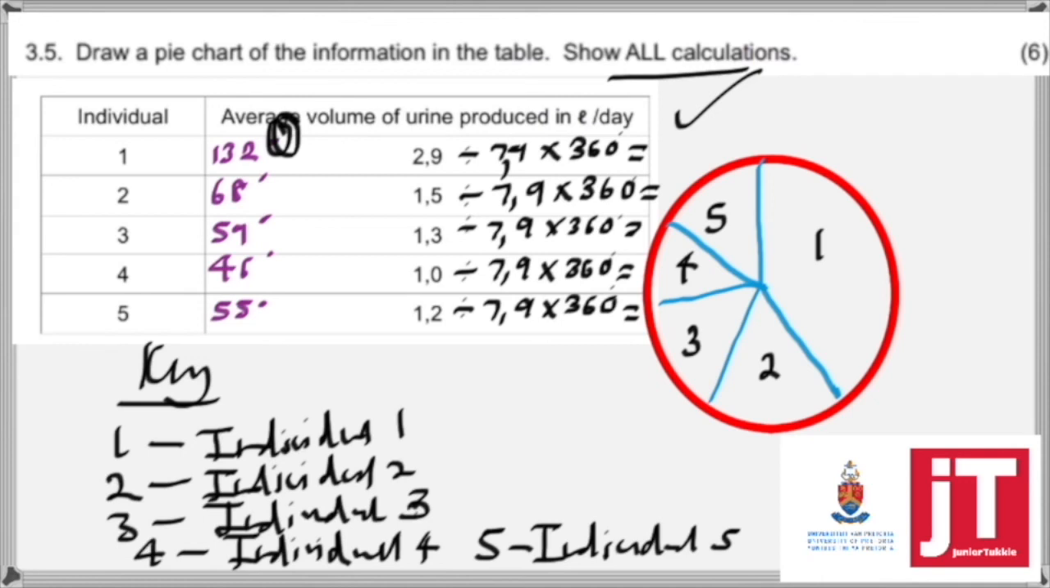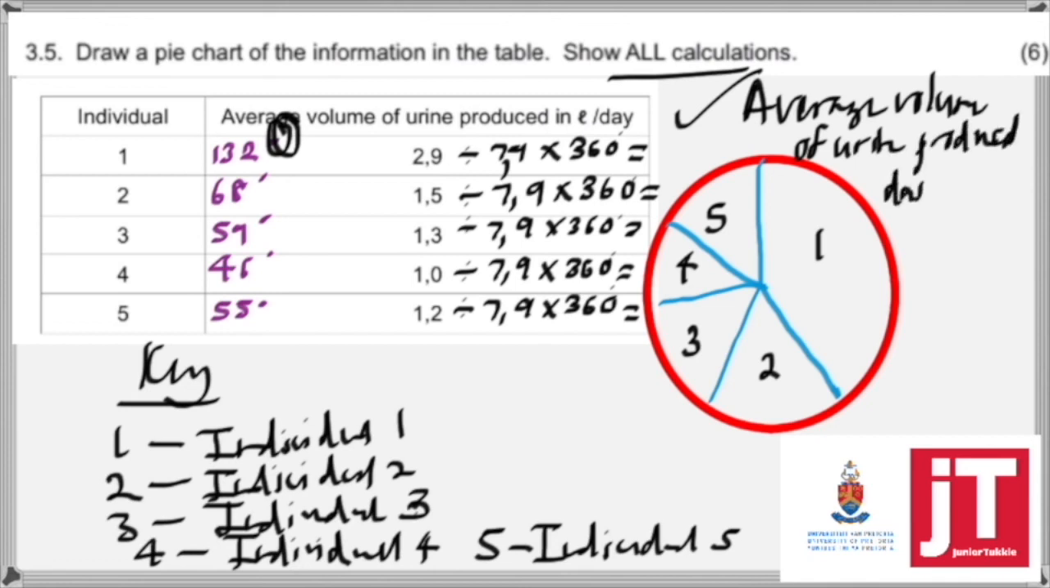And then don't forget your heading, which is: average volume of urine produced daily by 5 different individuals. The heading will tell you whatever you're about to see in your pie chart.